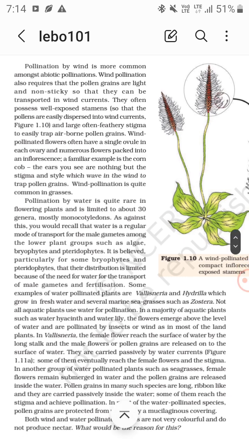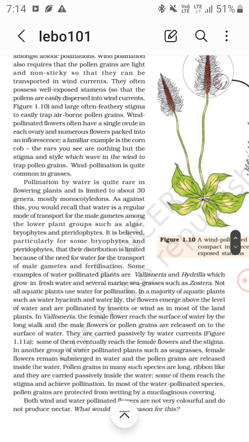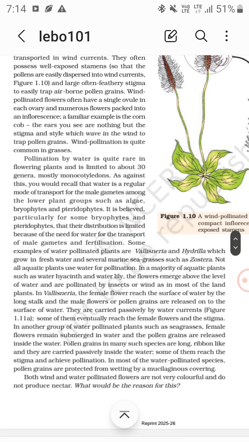Pollination by water is quite rare in flowering plants. It is limited to about 30 genera, mostly monocots. Water is a restricting factor, as with algae, bryophytes and pteridophytes, which are restricted in their places because water is needed for the transport of gametes for fertilization. Examples are Vallisneria and Hydrilla, which are freshwater, and several marine seagrasses such as Zostera.